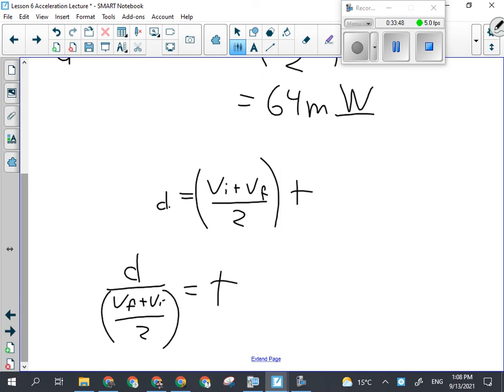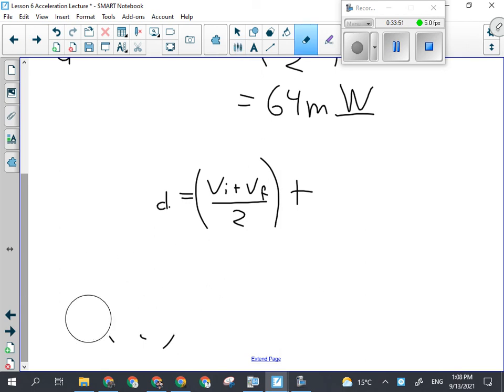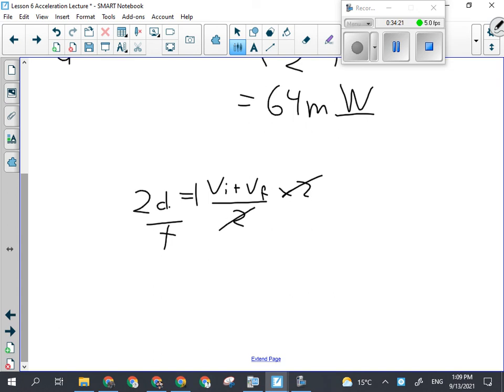All right, what if I wanted to solve for either one of the v's? What should I move first? This is where we move the t first. This is where I want to move the t first, absolutely. So I'm going to divide both sides by t. With that t gone, there is now no need for the brackets. Okay. Now what? What do I do with the 2? Okay. 2d over t equals vi plus vf.